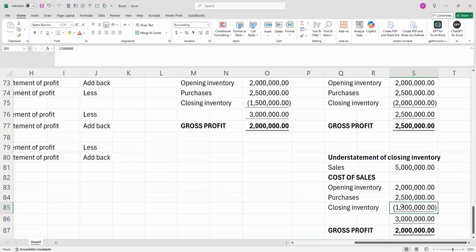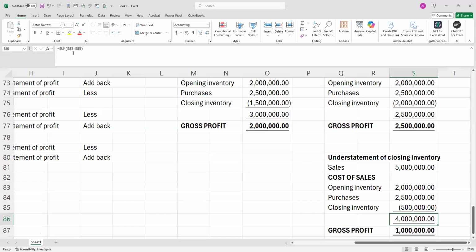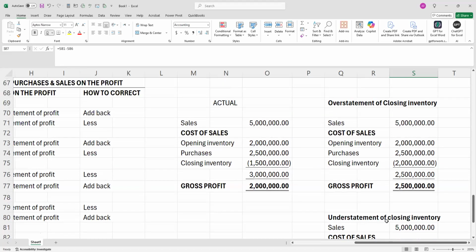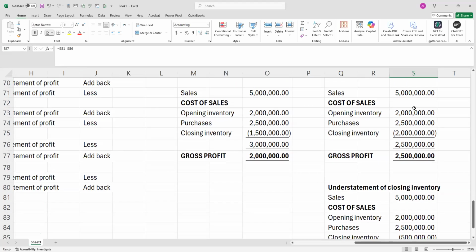The moment you understate, see the effect? Understate opening, it will understate your profit. Overstate, it will overstate your profit. That will be the effect. And a similar concept you can look at when you're dealing with what? Sales.